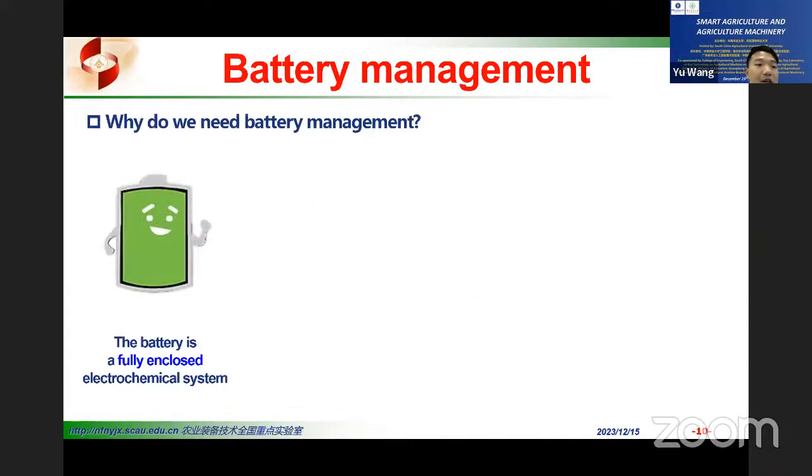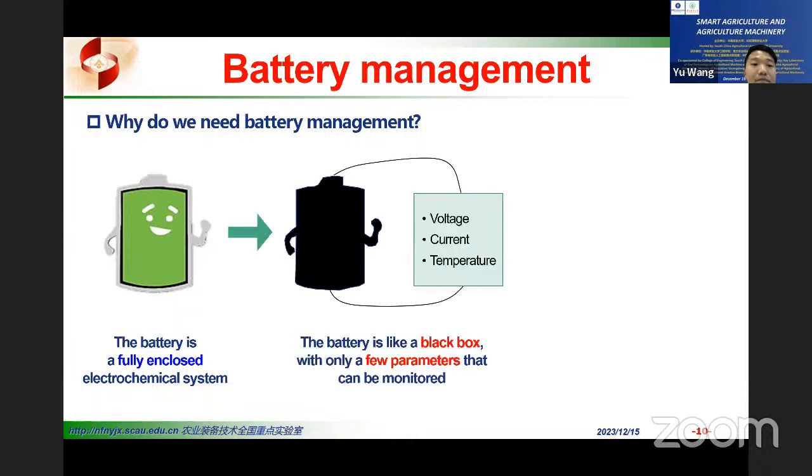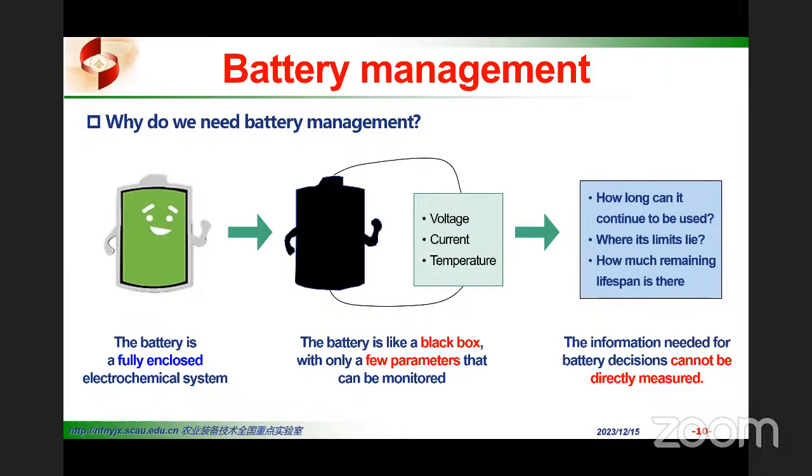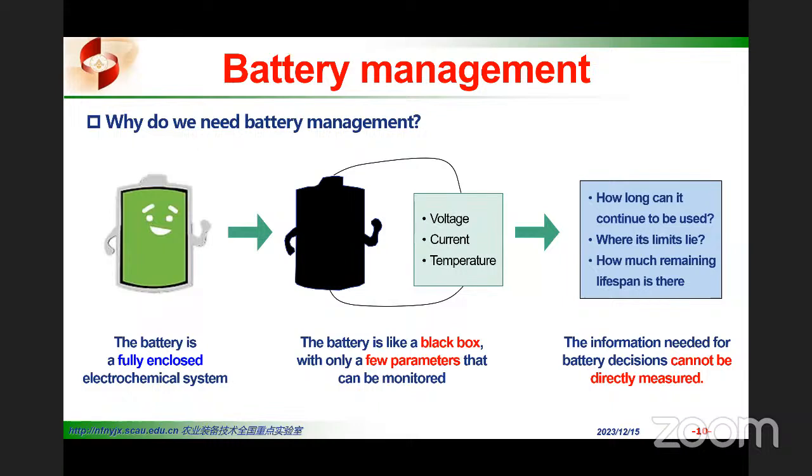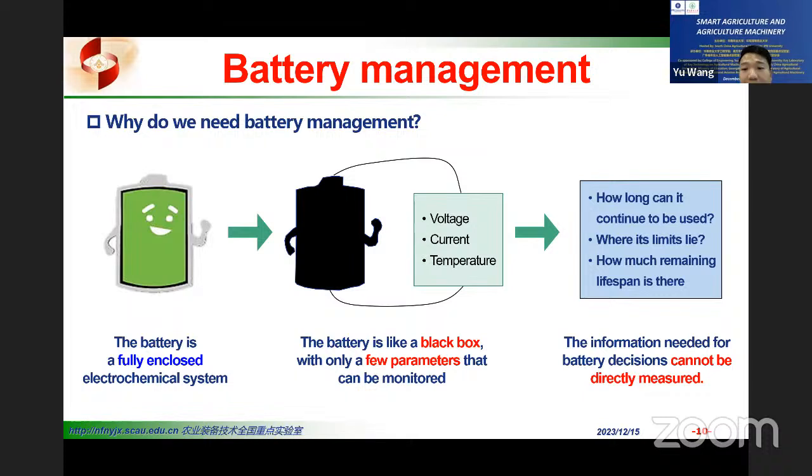Batteries are essentially a fully enclosed mechanical system. As such, we can treat them as a black box, where the only information we can attain through sensors is current, voltage, and temperature, while very few other parameters can be monitored. Consequently, the information required for battery decision making is very limited, leaving many questions unanswered, such as how long can it continue to be used? Where is the limit of life? How much remaining lifespan is there?